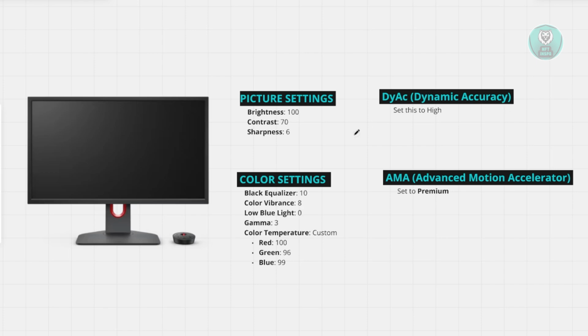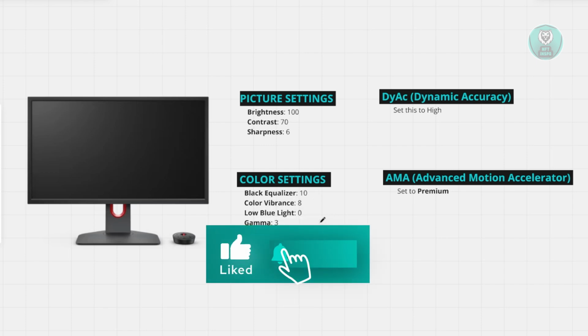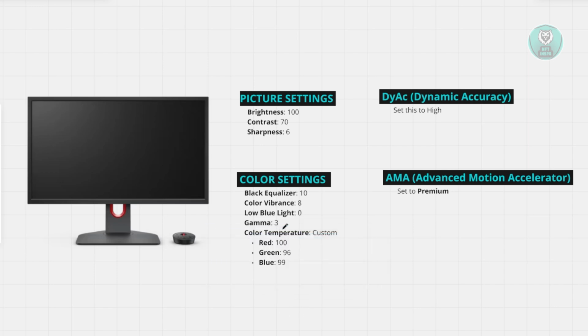Now, for the color settings, you could try the following. First is the black equalizer. Set this to 10. Color vibrance to 8, and low blue light to 0. Now, you can set gamma here to 3, and the color temperature is custom, or you can define this yourself. So, you could use red as 100, green 96, and blue as 99.